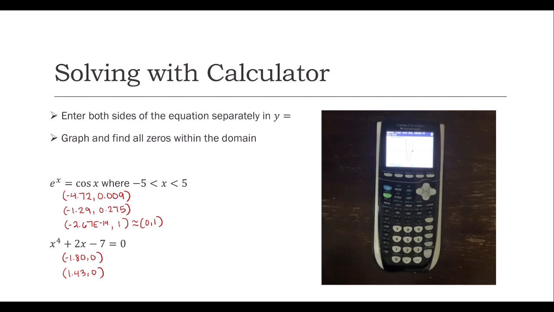So the y values don't really mean anything because those are just values for the output when you put x in, but we're actually just solving for x. So for the first problem, x would be negative 4.72, negative 1.29, and 0. And for the second one, x would equal negative 1.80 or 1.43. So those would be your values of x where your equations are true.